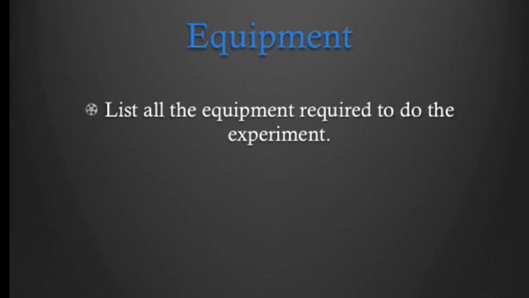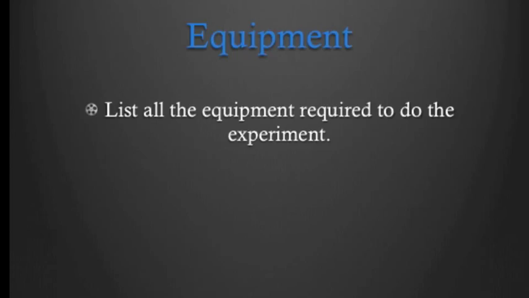The next part is an equipment list. You need to list all the equipment required to do the experiment. It is important to write absolutely everything down so that if someone wanted to do the same experiment they could, and they would know how to do so and all the equipment required.